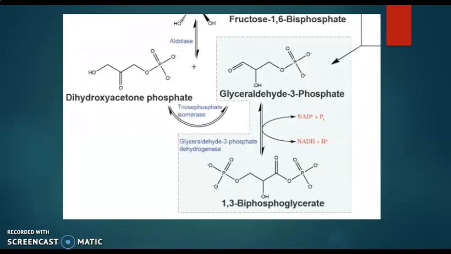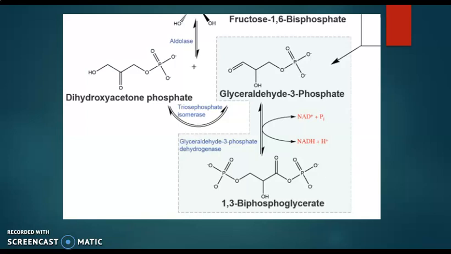And this fructose 1,6-bisphosphate may also, with the help of the enzyme aldolase, be split into two compounds, dihydroxyacetone phosphate and glyceraldehyde 3-phosphate. And again this glyceraldehyde 3-phosphate can be converted to dihydroxyacetone phosphate through the enzyme triose phosphate isomerase. And glyceraldehyde 3-phosphate can also be converted to 1,3-bisphosphoglycerate. So these are the important steps in glycolysis.